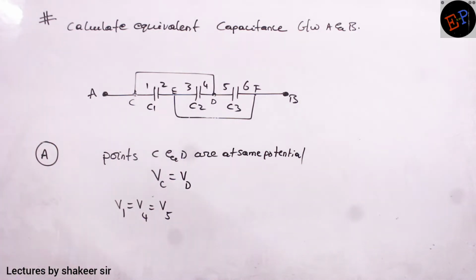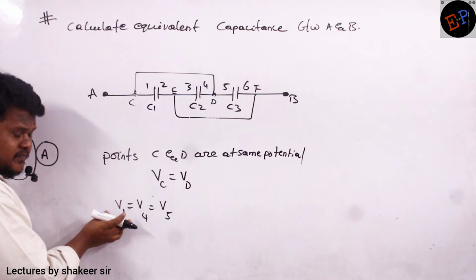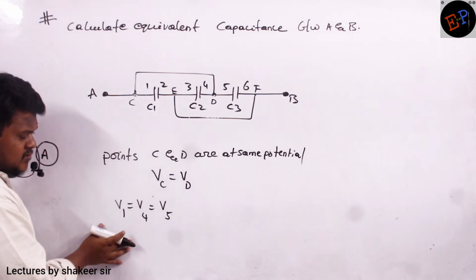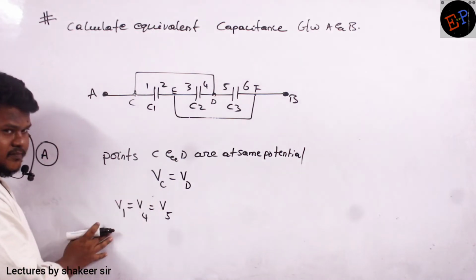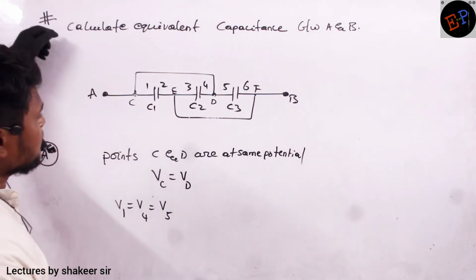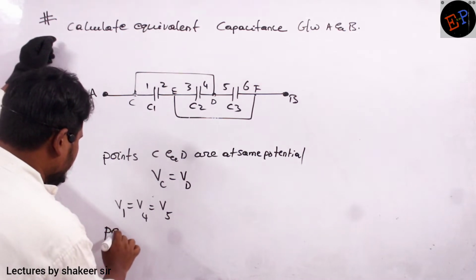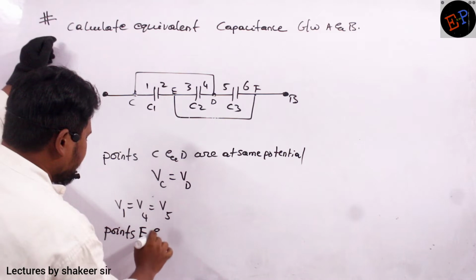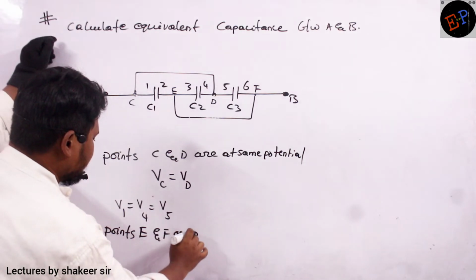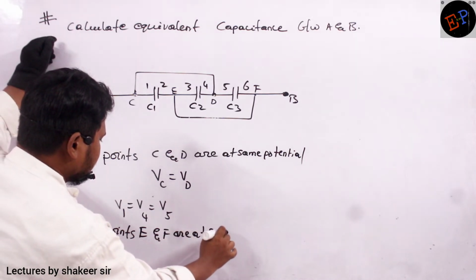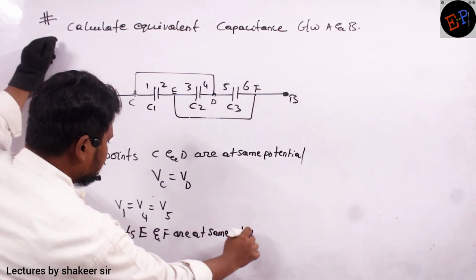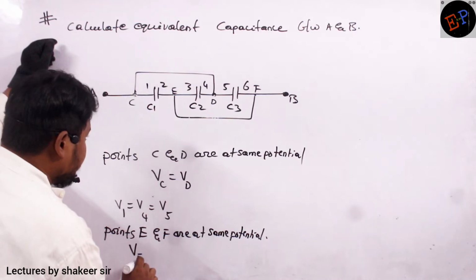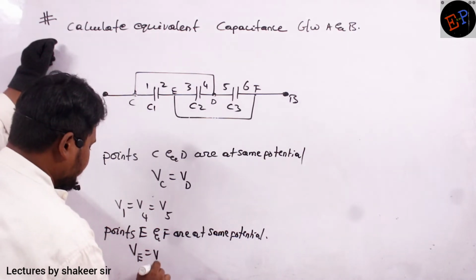Is it clear? So what is the potential of first plate? Same is the potential of fourth plate. Same is the potential of fifth plate also, because all of them are at same potential. Clear? Similarly, if I go to C and F, so points E and F are at same potential. Therefore, I write potential at E is equal to potential at F.